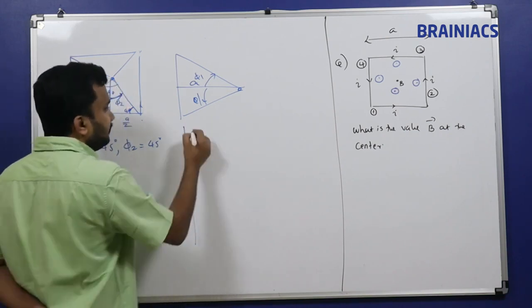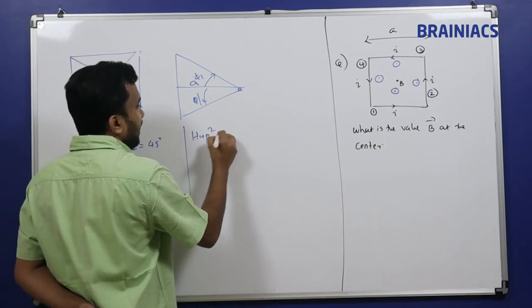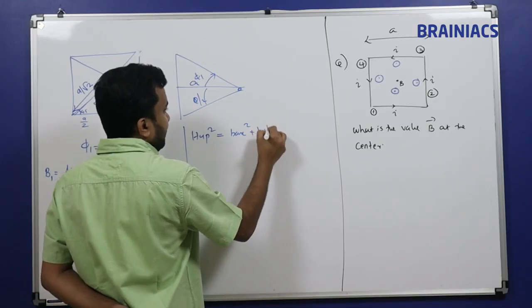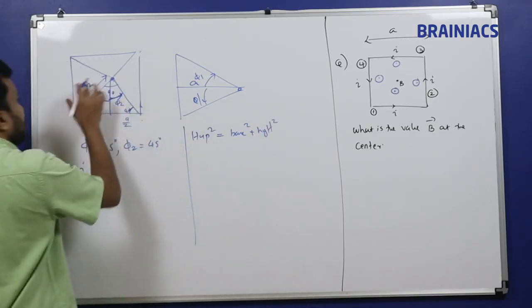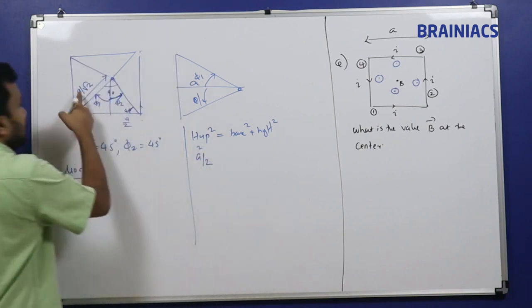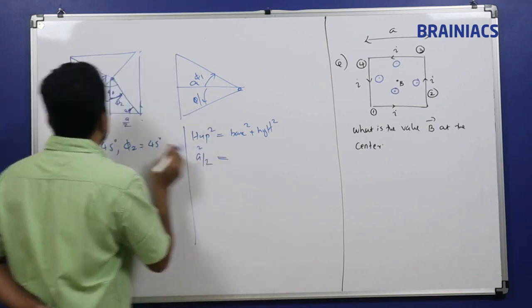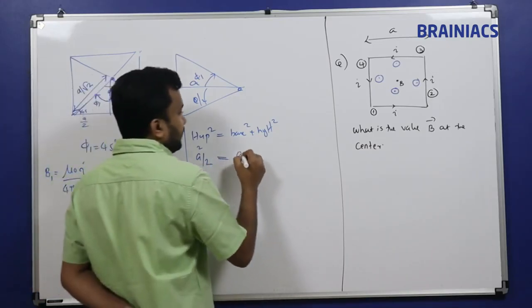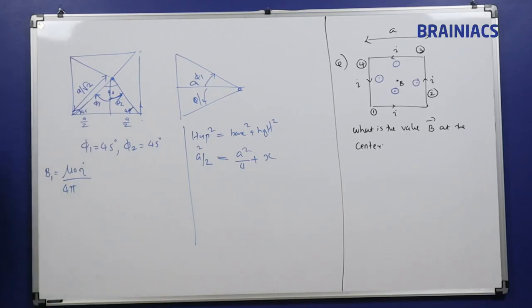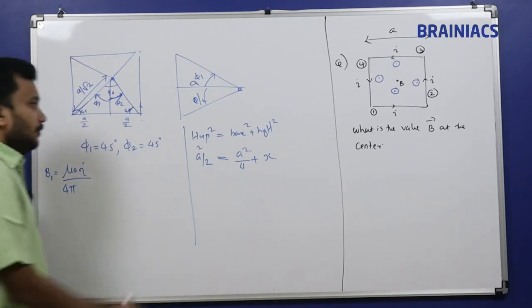We know the basic mathematical principle: hypotenuse square is equal to base square plus height square. So hypotenuse square, which means (a by root 2) the whole square, which is a square by 2, is equal to base square, which means a square by 4, plus height square, which I don't know, so I am taking it as x. So now we will simplify.